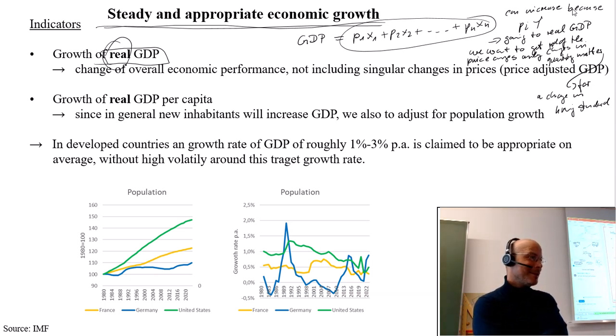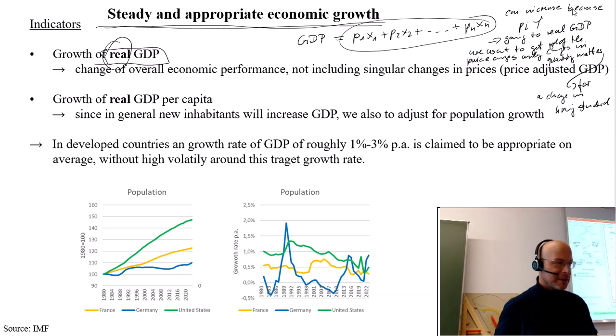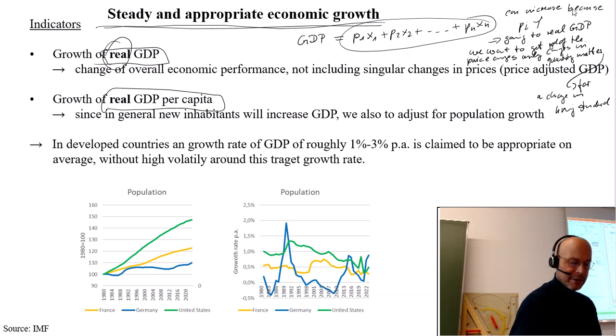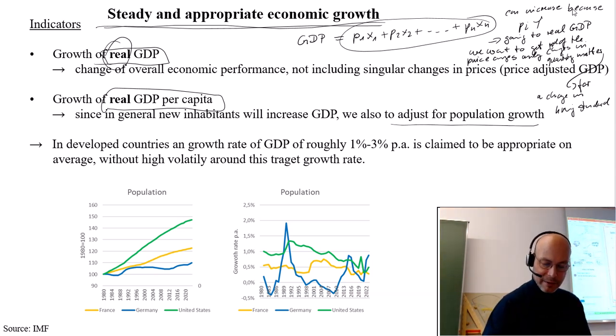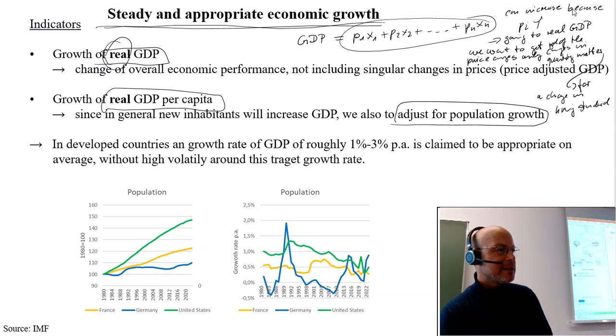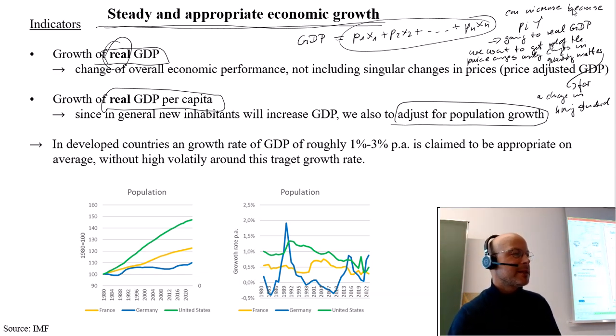No. And therefore, of course, in general, we would say that we look at the change of real GDP, no price effects, and we divide this by the number of citizens, so per capita. So we have not only to adjust for the price changes, we also have to adjust for the population growth.